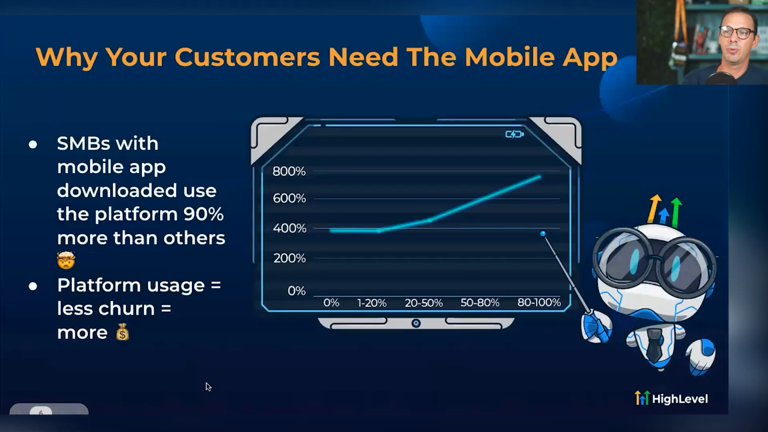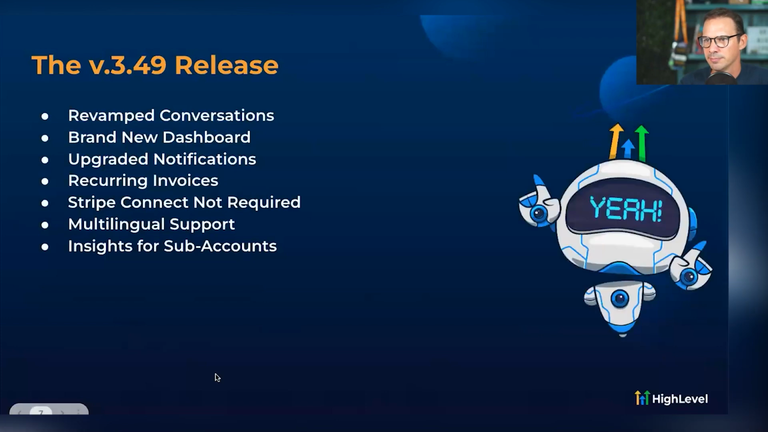Small businesses with the mobile app downloaded use the platform 90% more than others. So think about that. The usage rate, and we know that usage correlates to stickiness, aka low churn. Low churn equals more money. So 90% statistically, if you just want to increase your client retention, get them to download the mobile app. SMB stands for small business, so small, medium business.